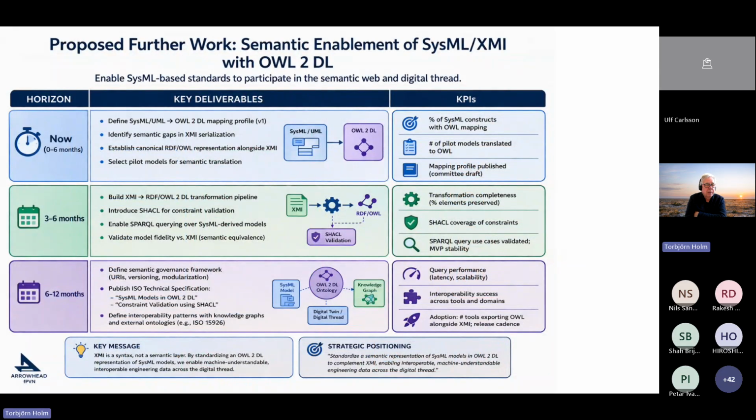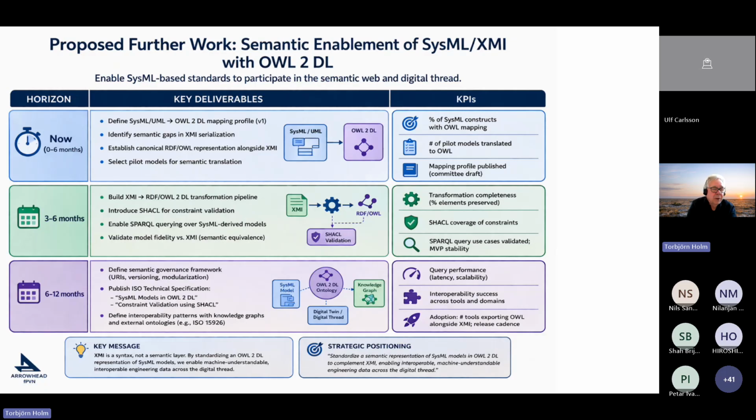We have also been thinking about what we should recommend TC184 SC4 to do, and we believe that all the standards that are fundamental in SC4 should go in this direction, and define the mappings or the transformation, I like to say, between SysML, UML to our 2DL.